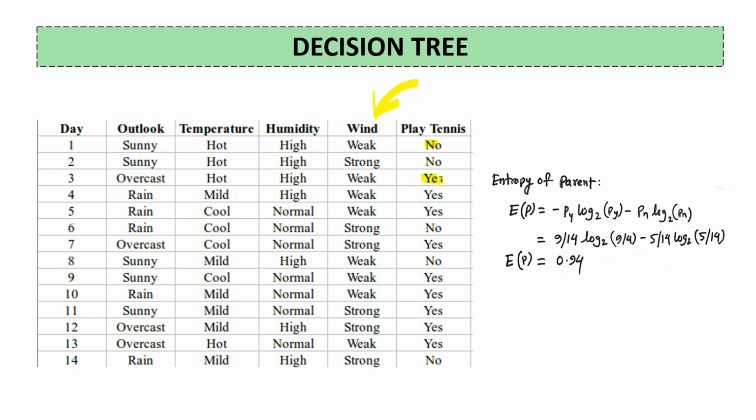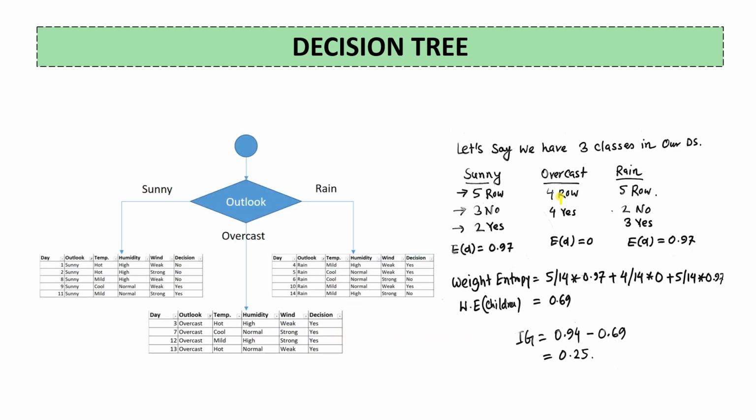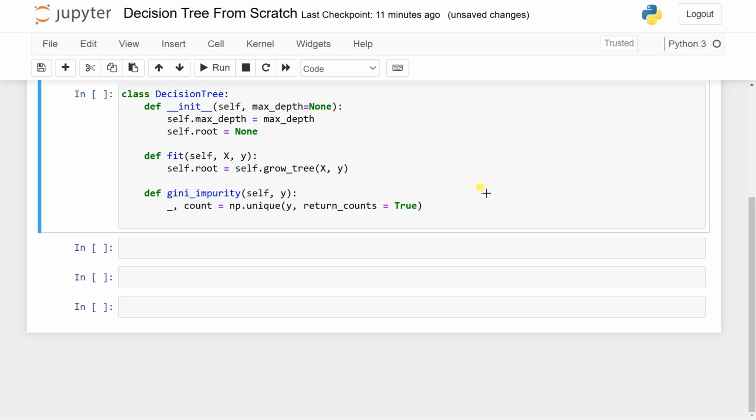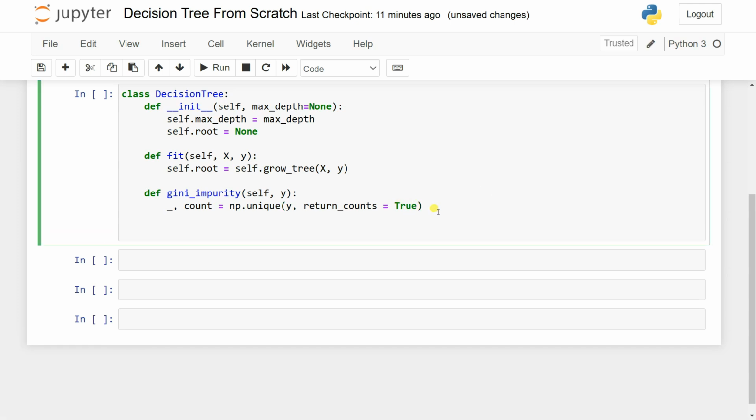And we see that yes is called 9 and no is called 5. It will count this, and after that it will use this formula: P(yes) whole square plus P(no) whole square. Okay, like that. Then after that, what I can do is simply calculate the probability of that.